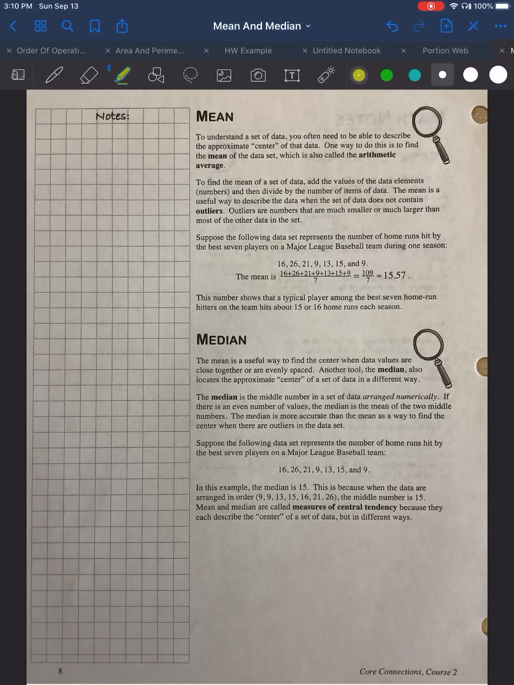Today's topic is mean, median, and we're going to add another one down here, mode.